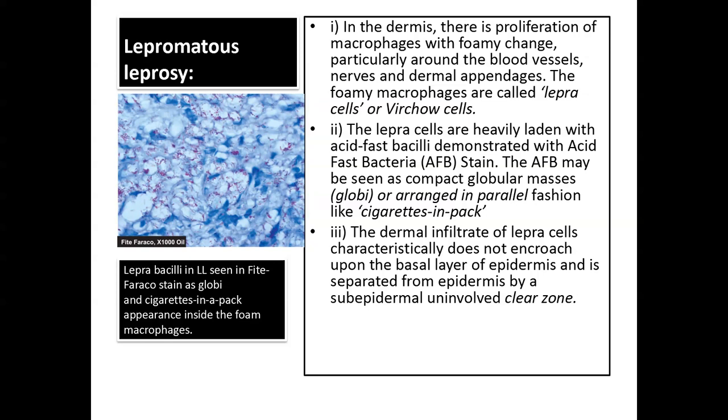The lepra cells are heavily laden with acid-fast bacilli, demonstrated with acid-fast bacteria stain. The acid-fast bacteria may be seen as compact globular masses, globi, or arranged, as I said before, in parallel fashion, like cigarettes in a pack. The dermal infiltrate of lepra cells characteristically does not encroach upon the basal layer of epidermis and is separated from epidermis, as I have already shown you. They are separated by a subepidermal uninvolved clear zone.